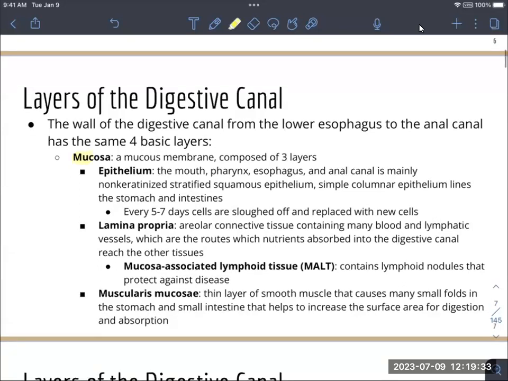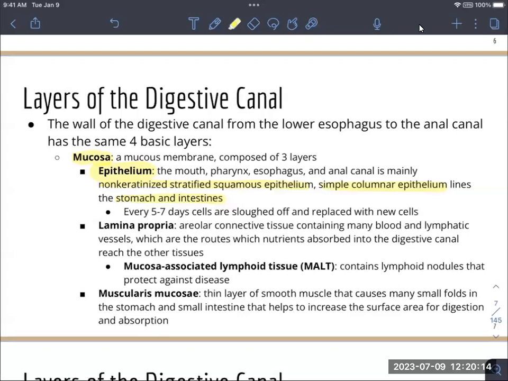So we have that mucosa, or that mucous membrane. Of course, on the inside, we're going to have that epithelium. Depending on where it is going to determine what type of epithelium it is. Like our mouth has that non-keratinized stratified squamous epithelium. That simple columnar epithelium, we see that in our stomach. We see that in our intestines. We get rid of these epithelial layers every 5 to 7 days. We get new cells that replace this.